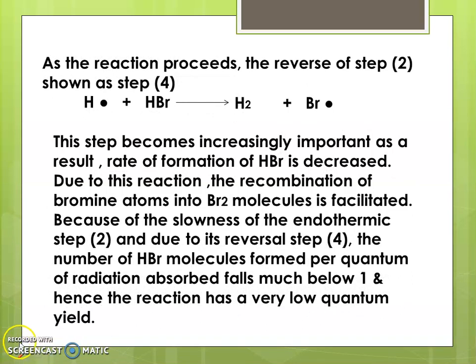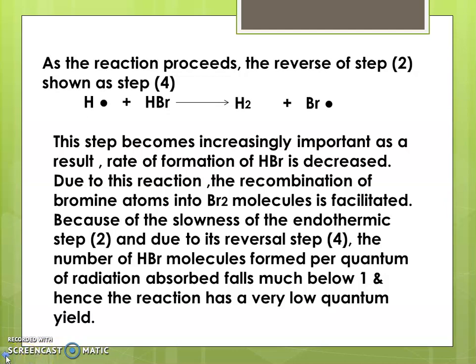The reaction has low quantum yield due to some reasons. Step 4 is the reverse of step 2. In this step, H radical plus HBr gives H2 plus Br radical. This step becomes increasingly important. As a result, the rate of formation of HBr is decreased. That is, instead of forming HBr, it is decomposed to H2 and Br.